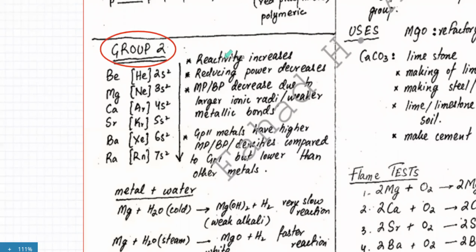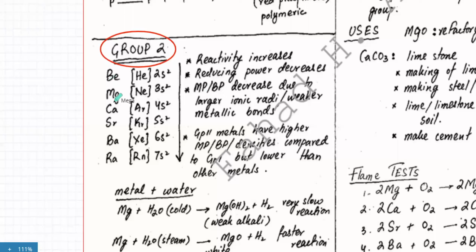So you've got your group 2 elements. There's radium at the bottom. They all have the same electronic configuration, which is that they have 2 electrons in the outer shell, and those 2 electrons are in the s subshell. Remember, group 2 is s2.